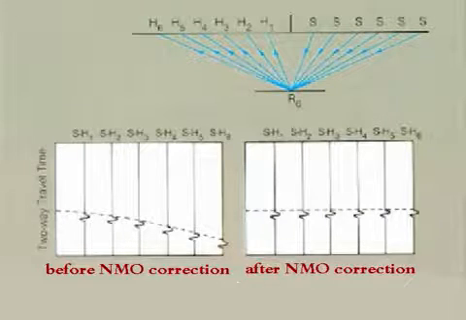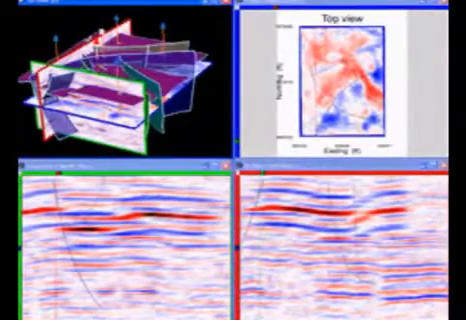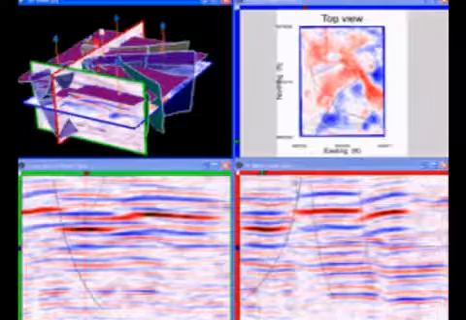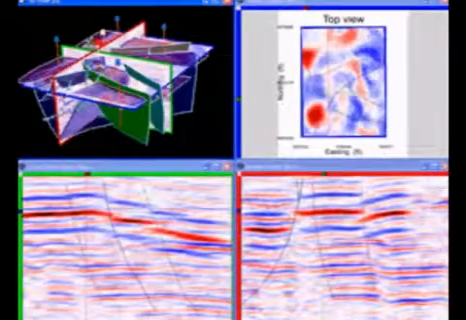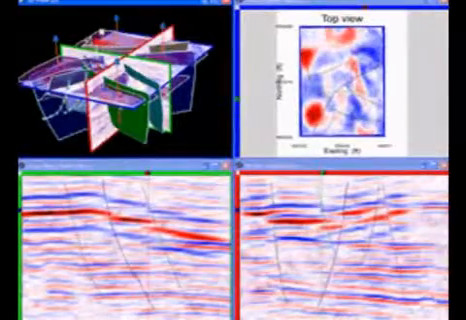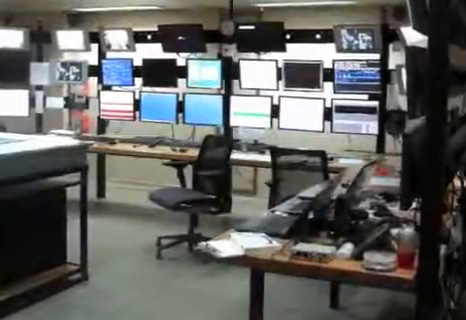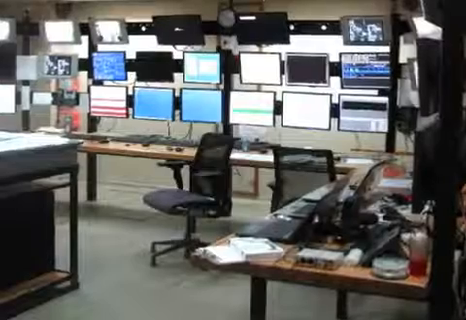Here is an example of a graph with the corrected wavelet using the NMO technique. By using these various techniques, the computer can adjust the data so that more realistic forms of the structures below can start to be seen. Powerful computers are necessary for these kinds of data processing.